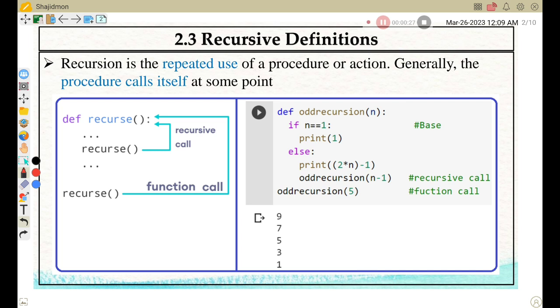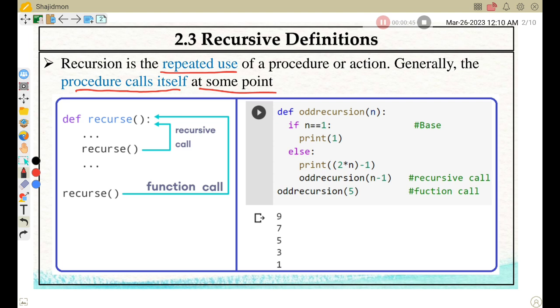First, what does recursion mean? Recursion is the repeated use of a procedure or action. We can say the procedure calls itself at some point of the code. The procedure will call itself.